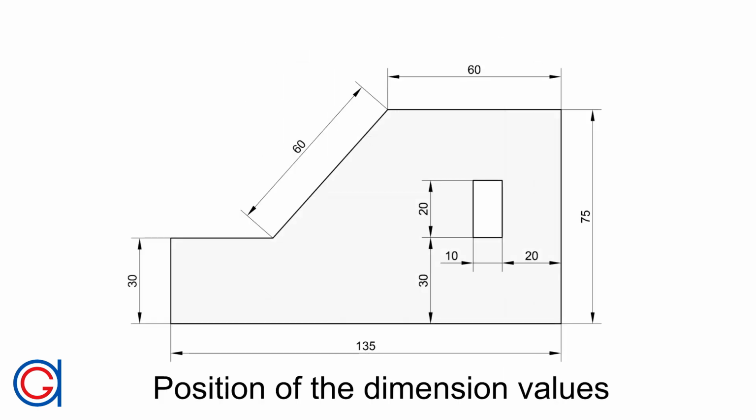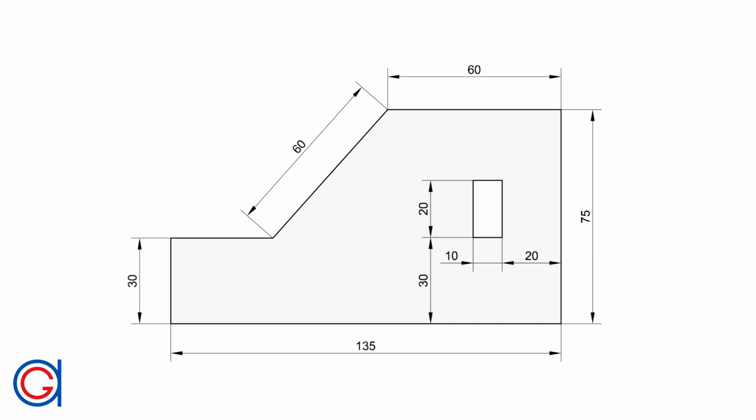How to position the dimension values with the dimension lines. We are going to show you three different options. With the first option, we always locate the dimension values in the center of the dimension lines and in the same direction or angle as the dimension lines, as can be seen here.